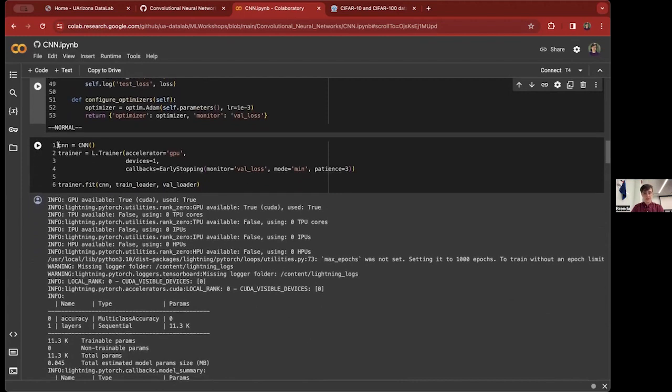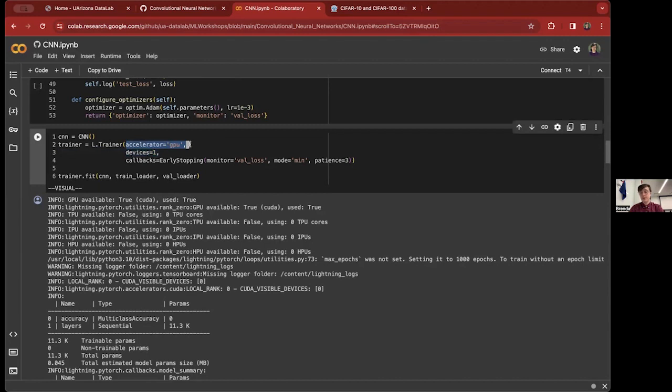So here, we're just instantiating a member, our convolutional neural network. And then we set up a trainer, which is going to do all of these training steps for us. So rather than having to do these for loops where we are telling it how to go through the epochs and doing all of this stuff ourselves, we just say it's going to handle that for us.